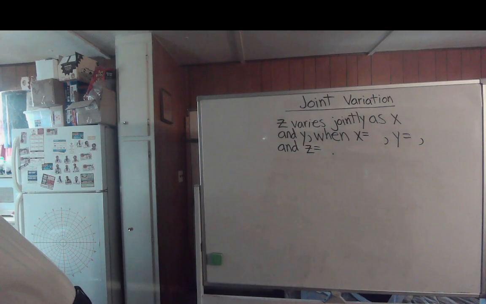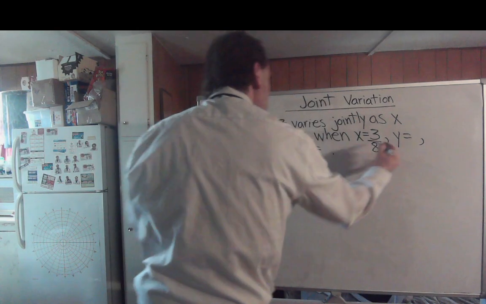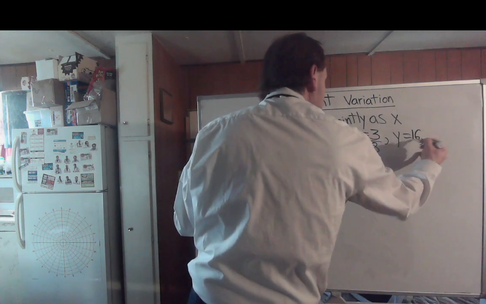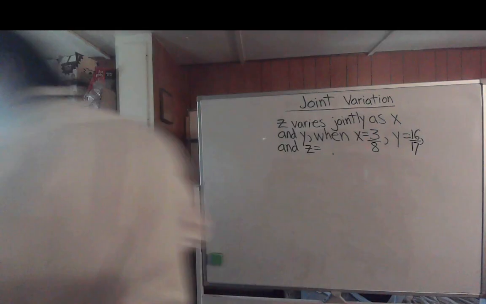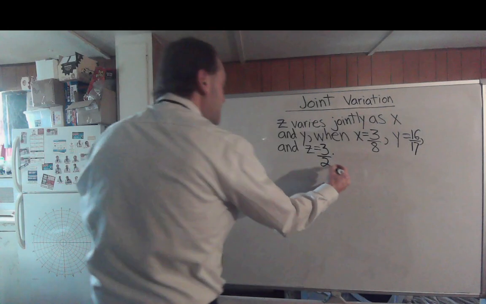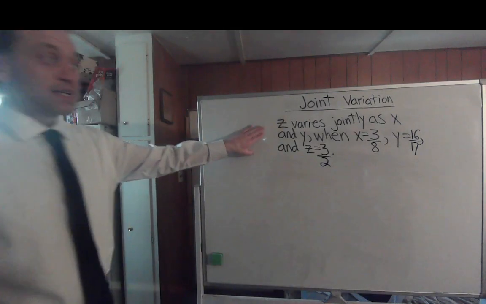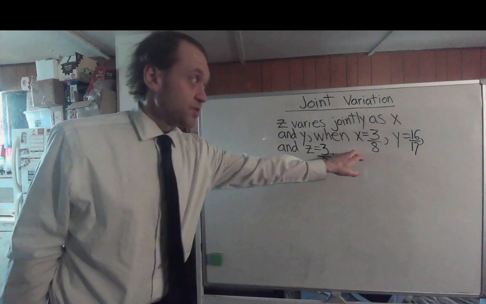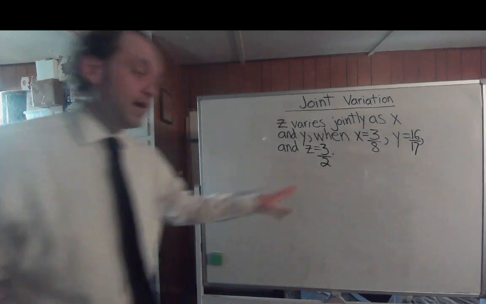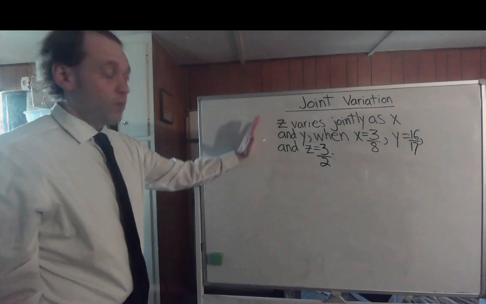Oh yeah, good one. So we have X equals 3/8, Y equals 16/17, and then Z is going to equal 3/2. Okay. Good one. So Z varies jointly as X and Y when X equals 3/8, Y equals 16/17, and Z equals 3/2. So it just varies jointly. Z just varies jointly as X and Y.